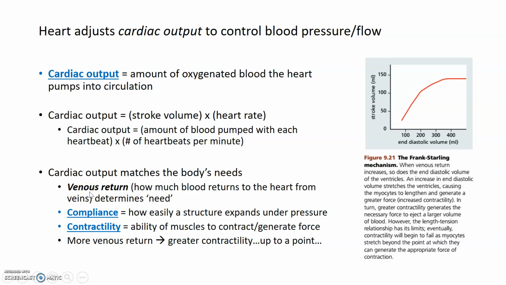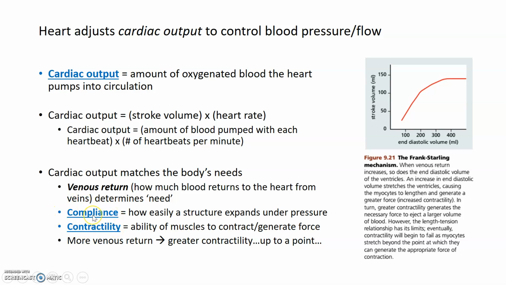And so what venous return is, is how much deoxygenated blood comes back to the heart from the veins. And that determines how much need there is for the heart to pump out oxygenated blood to replace that venous return. And so usually cardiac output matches the venous return. And the heart kind of makes some adjustments in order to adjust its cardiac output and match the body's needs. And two things that are important in this are compliance and contractility.